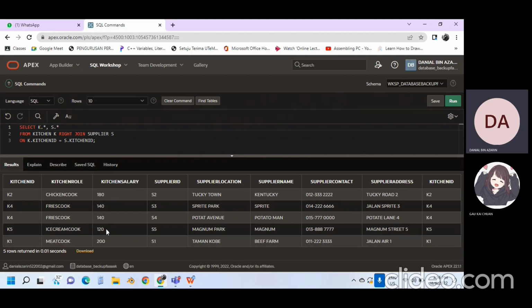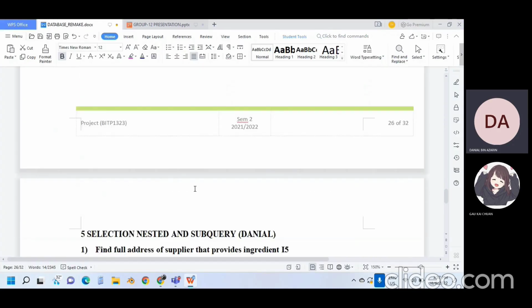K5 Ice Cream Cook 120, S5 Magnum Park Magnum 013 888 47 Magnum Street 5 K5, and also K1 Meat Cook 200 S1 Taman Kobe Beef Farm 011 222 3333 Jalan Air 1 K1. So that is all for the inner and outer join.